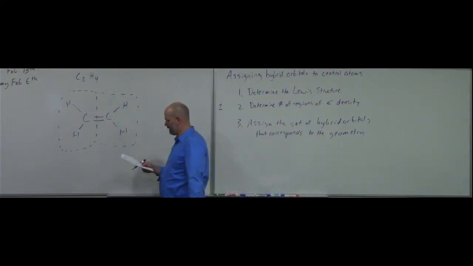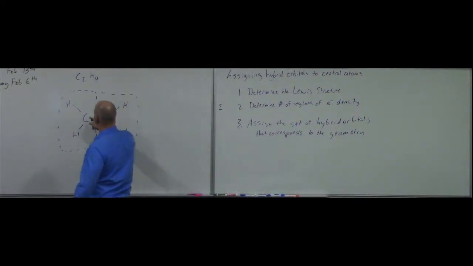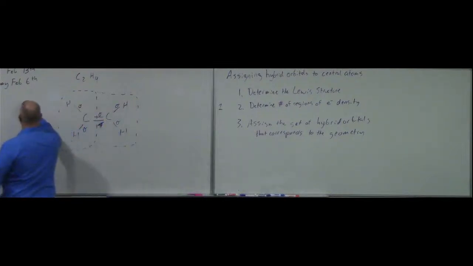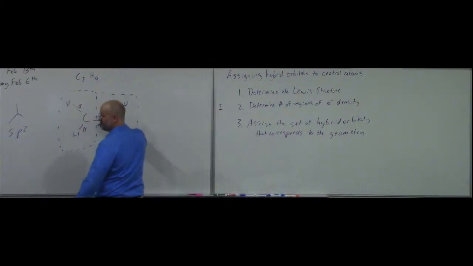Thus, we expect the sigma bonds from each carbon atom are formed using a set of sp2 orbitals. So this is a sigma bond, sigma bond, sigma bond, sigma bond, sigma bond, pi bond, right? Whenever I have this shape, that has to be sp2. And so this sigma bond has to involve an sp2 from this one and an sp2 from that one.